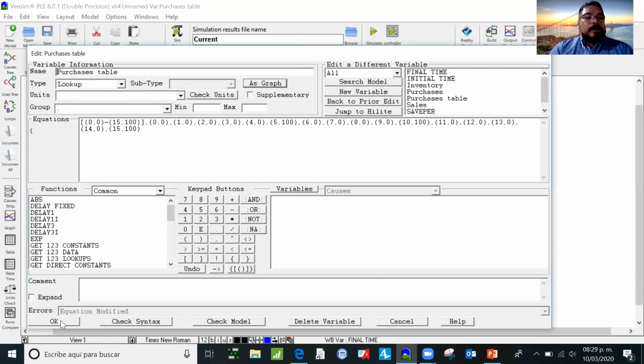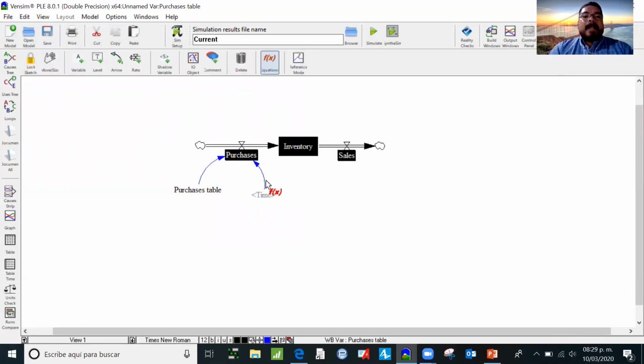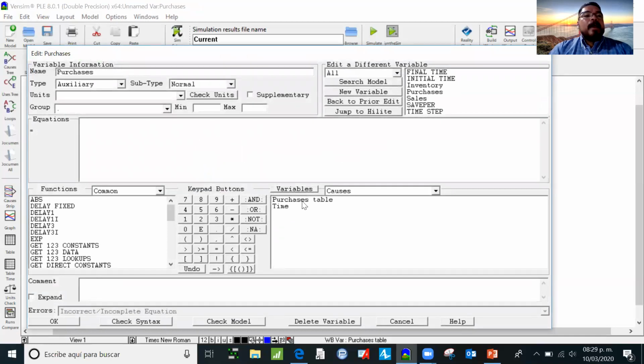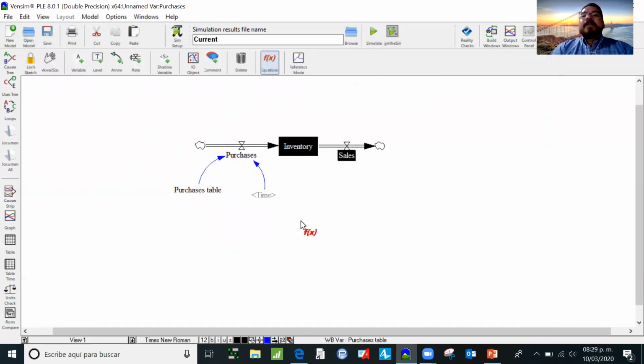Okay, so we're okay. We're not going to do anything with the shadow variable called time because it represents the weeks that are passing by. And now we're using the purchases by, and we're going to establish that purchases is the purchases table as a function of time. So what is going to happen is that purchases will be the purchases table for every week, according to the information that we just introduced to the variable.